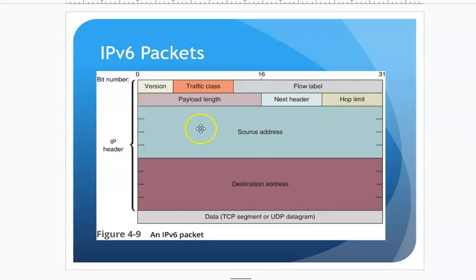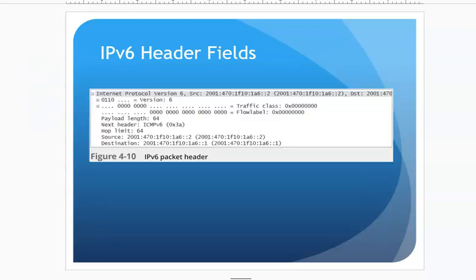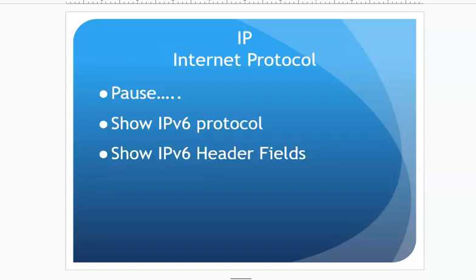We have the source IP address, a lot more space because it's a 128-bit address, and destination IP address, again, a lot more space because it's a 128-bit address. And here's the breakdown of the fields, and then a sample IP6 header and the breakdown of its fields. Again, we'll look at that momentarily.